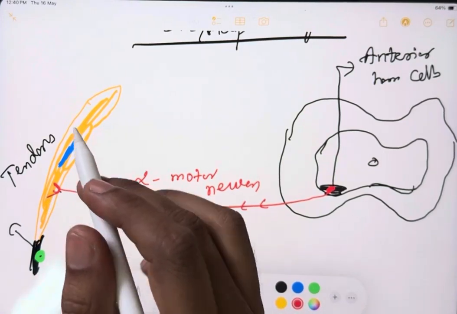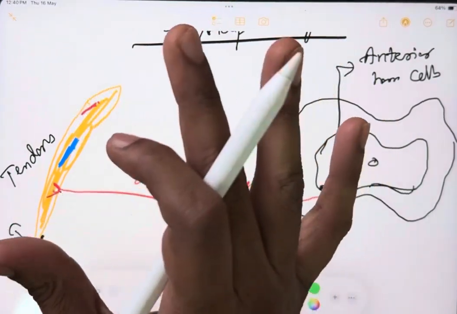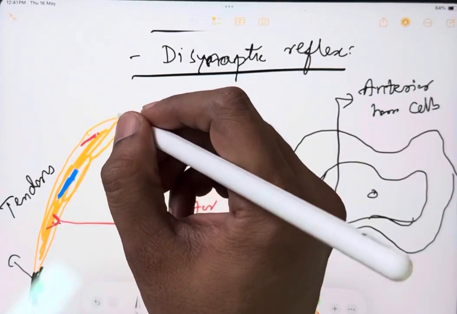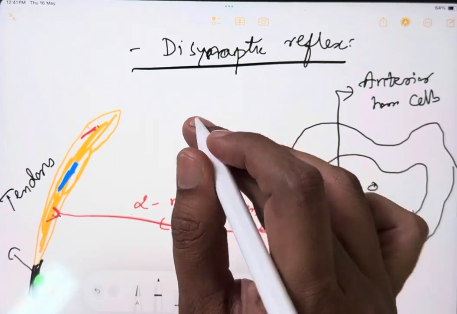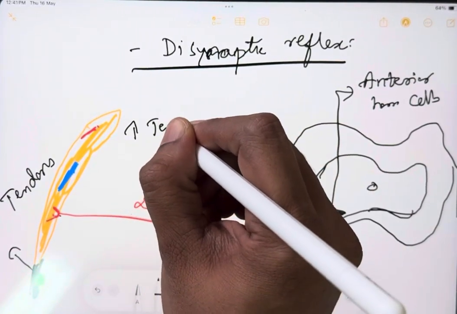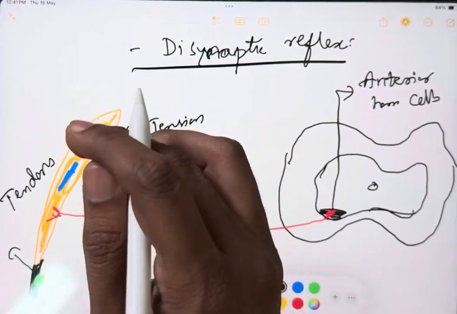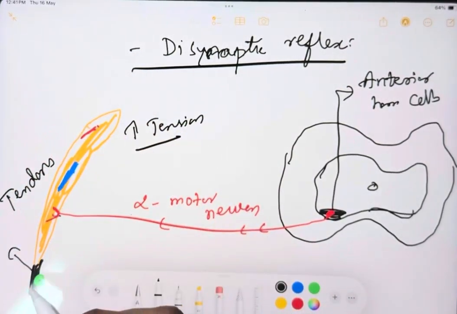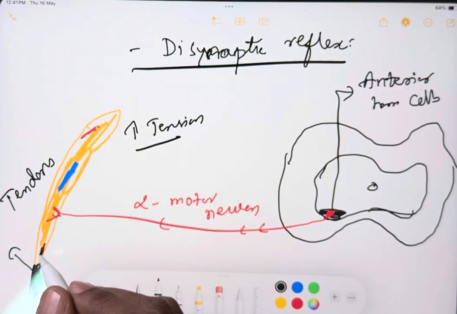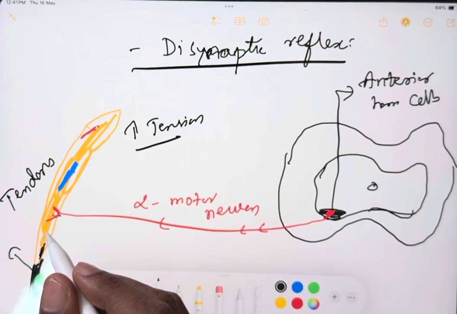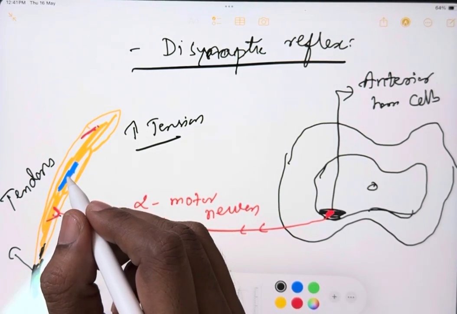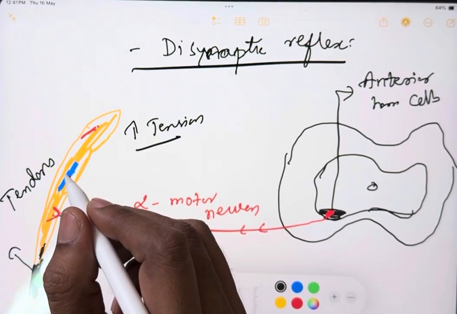Now whenever the muscle tension is increased so much, when the tension is too much, the Golgi tendon organ, which lies in series with the muscle fibers, is stimulated, whereas the muscle spindle lies parallel to the muscle fibers.